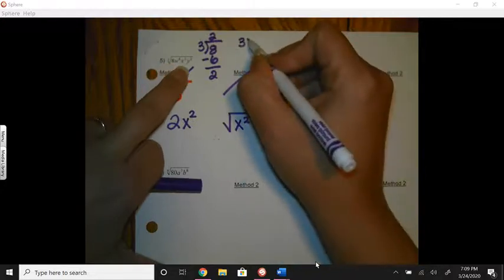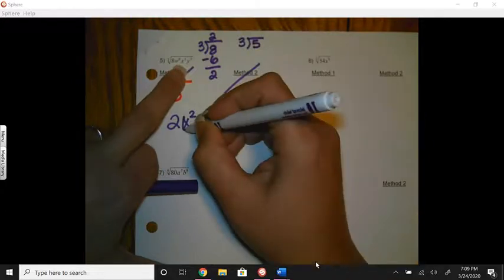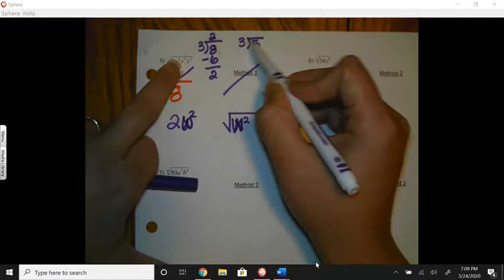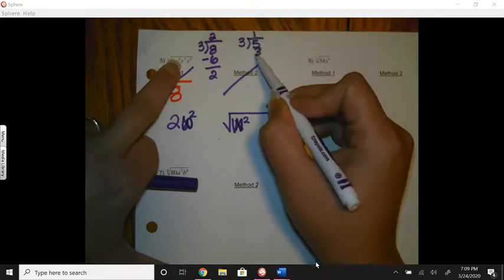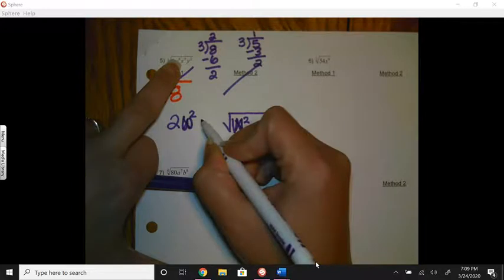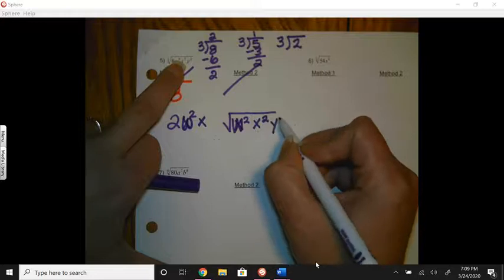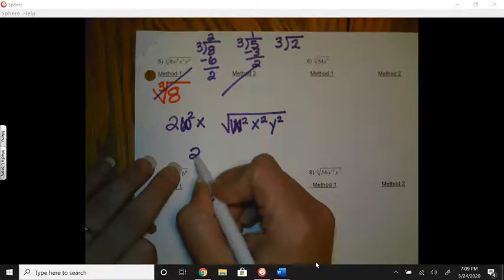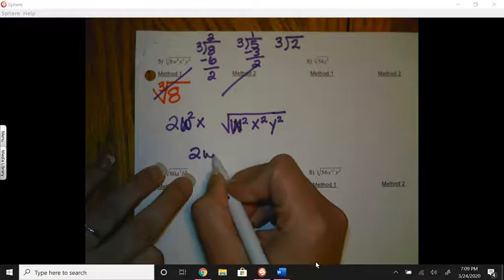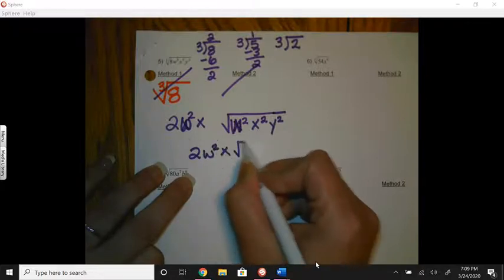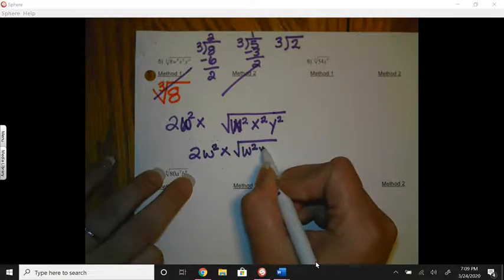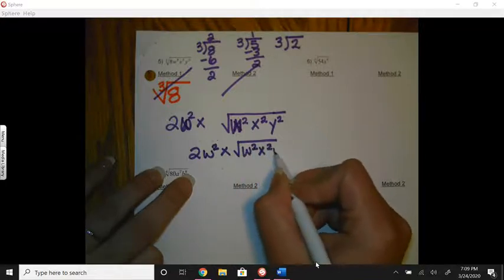And then 3 goes into 5. Oops, this should be a w here. So now I'm doing the x's. 3 goes into 5 once, with a remainder of 2, so we would have an x on the outside, and x squared on the inside. And then 3 can't go into 2, so we would have 2y still left on the inside. So our final answer is 2w squared x times the cube root of w squared x squared y squared.